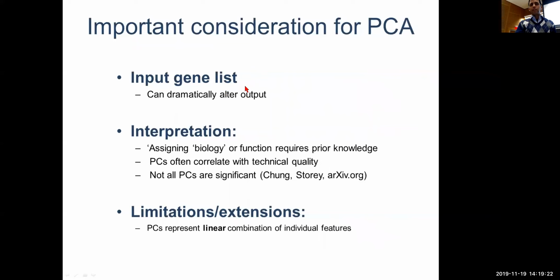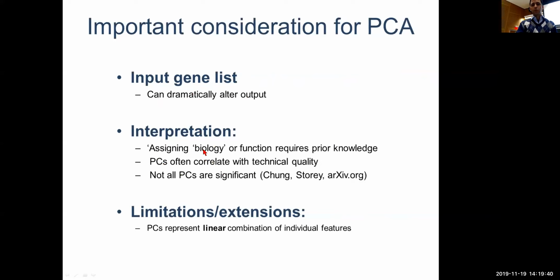So the input gene list can dramatically alter the output of your PCA. So basically, choose that input gene list wisely. Perhaps you can exclude from that PCA analysis genes that are always zero, or genes that are always on.